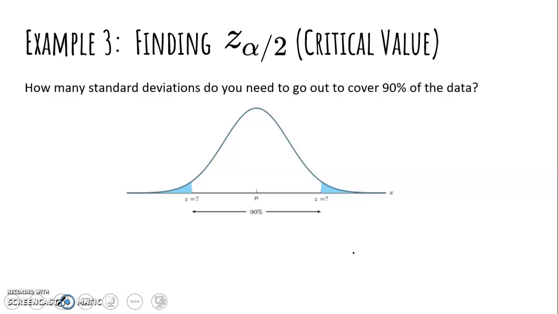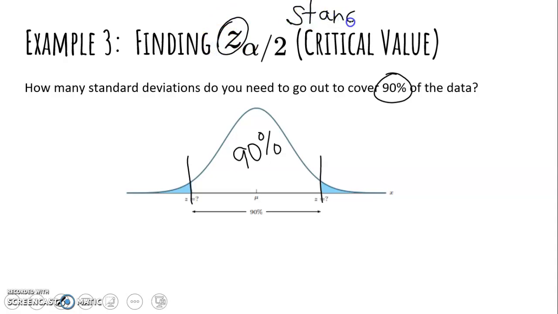All right. So how many standard deviations do you need to go out to cover, let's say, 90% of the data? So basically what we need to do is find the z-scores for that. And that's where what we learned in the previous chapter kicks in. So 90% of the data is here. That's 90% of the data. We want to find the boundaries for that. Now, we're finding z-scores, so that means we're talking about the standard normal curve.